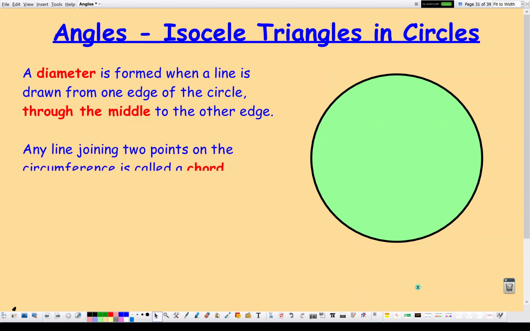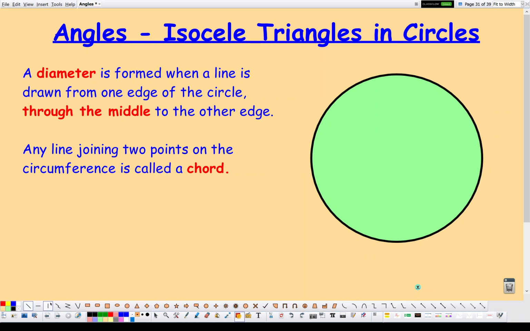So what we're looking at today is if we had any line joining 2 points on a circumference, it has a special name called a chord. So technically a diameter is a chord, because if I drew something like this, okay, that is a line going from one edge to the other edge, which is exactly what a diameter does. It's just a diameter is a special chord that goes right through the middle.